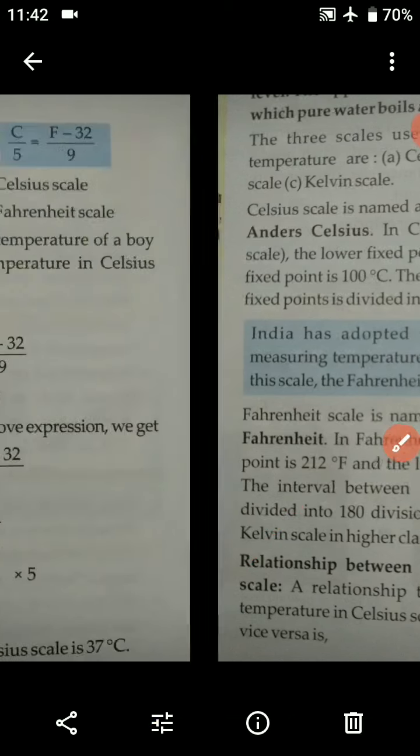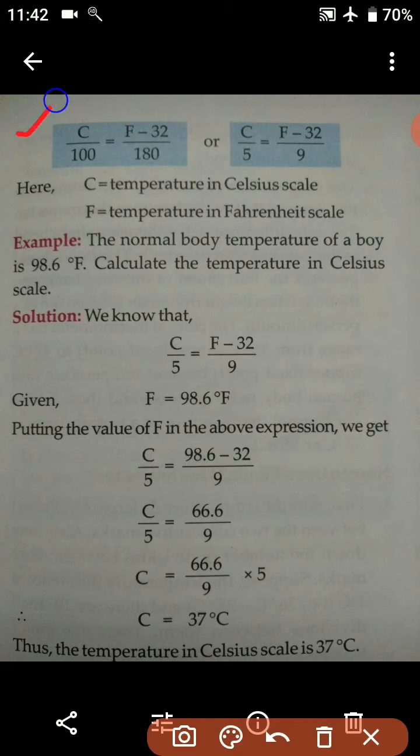Okay. So the formula is C/100 = (F − 32)/180, or C/5 = (F − 32)/9. This can also be written this way, as 100 has been divided by 2 and 180 has been divided by 2. Both sides divided by 2, we get C/5 = (F − 32)/9. So students, here C is the temperature in Celsius scale and F is the temperature in Fahrenheit scale.